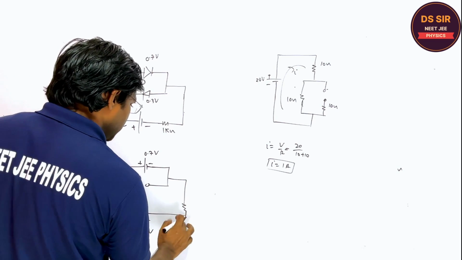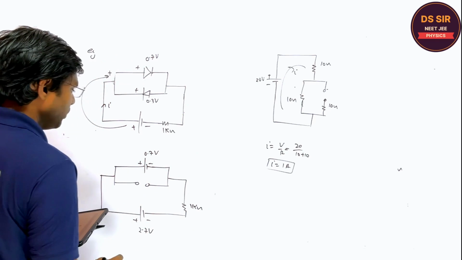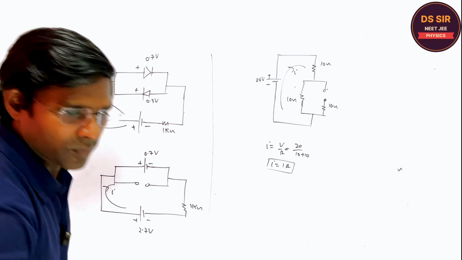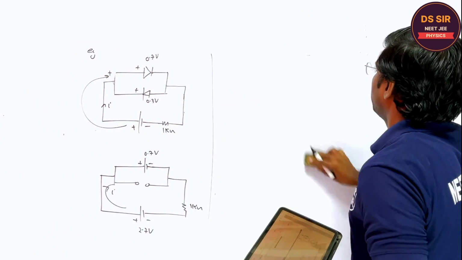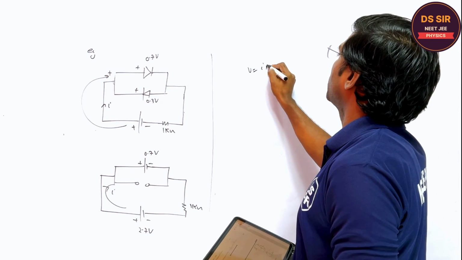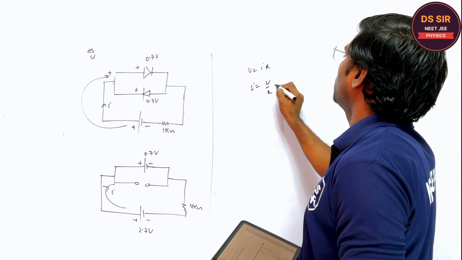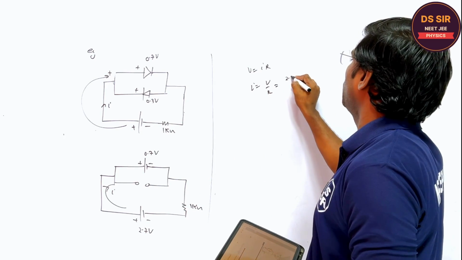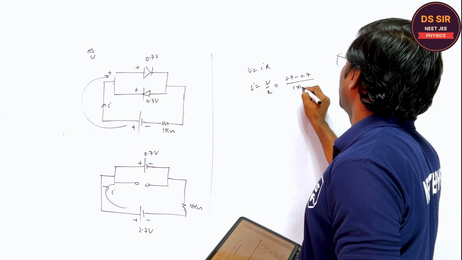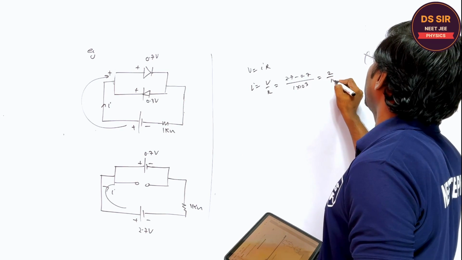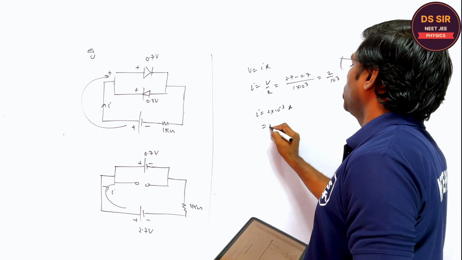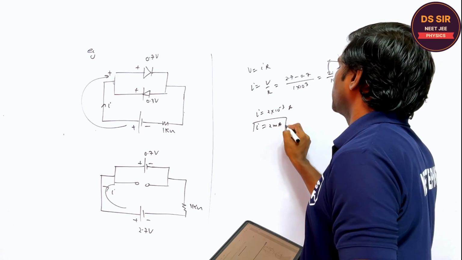And what is the resistance? This is 1 kilo ohm. Are you getting or not? So what is the current then? You tell. Current is total voltage divided by total resistance. V is equal to IR, so the current is V upon R. The potential is 2.7 minus 0.7 upon the resistance, which is 1 kilo ohm. 2 upon 10 to the power 3 is equal to 2 into 10 to the power minus 3 ampere. 2 milliampere is the current, right?